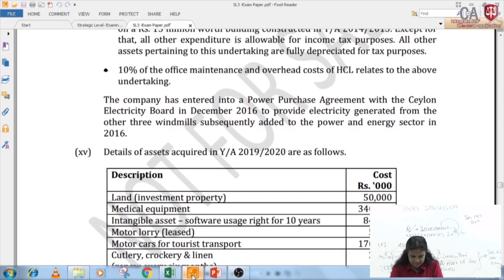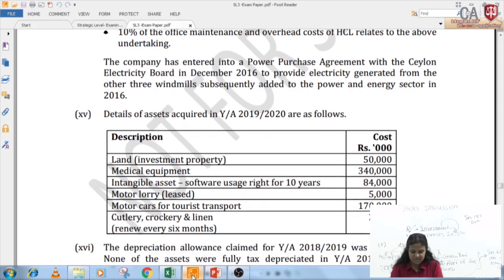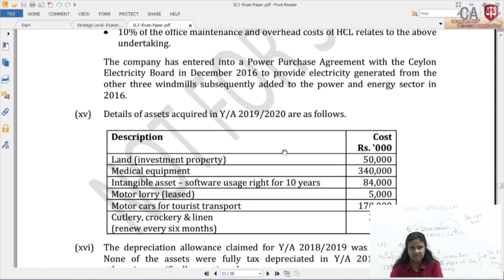Then we will come to the next one, details of assets acquired in 1921, one of the easiest adjustments, which is on capital allowances. Additions during the year: land, which is investment property, no capital allowances. Anyway, for the land, no capital allowances; its useful lifetime is indefinite, and this is not a depreciable asset. Medical equipment 5 years. Intangible assets, software usage right of 10 years, 84 divided by 10 years, the actual useful lifetime has been given. Motor lorry lease, irrespective of lease or not, capital allowances apply, since the agreement was entered on or after 1st April 2018, then 5,000 divided by 5 years.